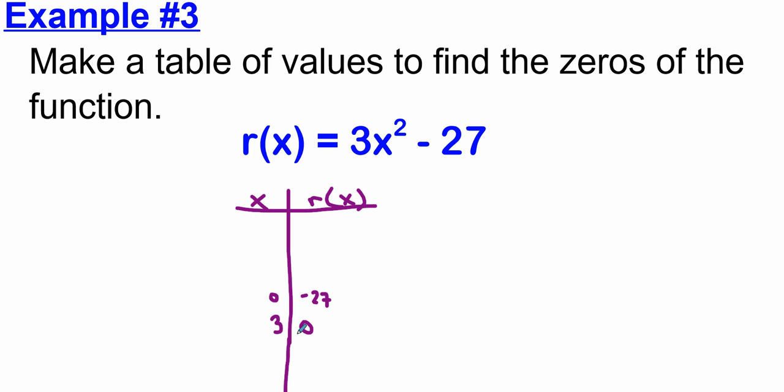So that's an x-intercept. So if I plug in negative 3, squared is positive 9, times 3 is 27, minus 27 is 0. So you can see right here and right here, we've got x-intercepts. And that's what we were looking for. These are x-intercepts.